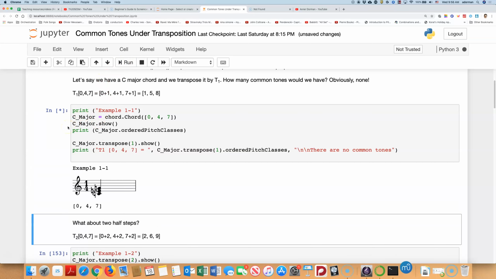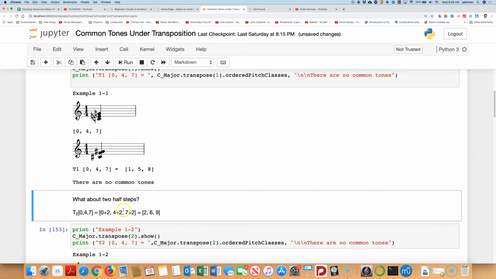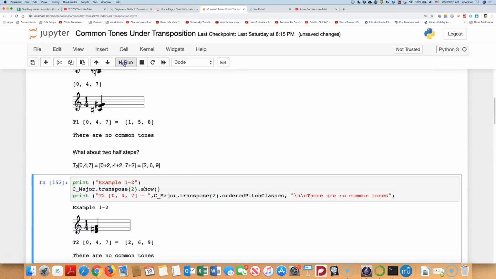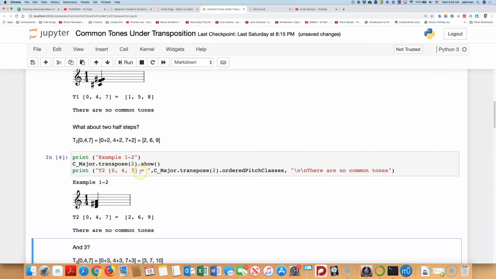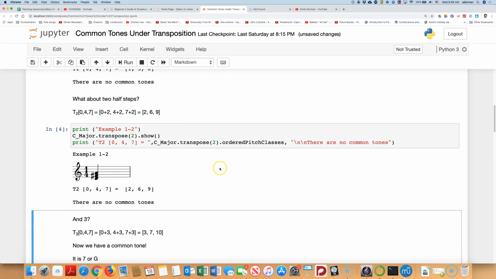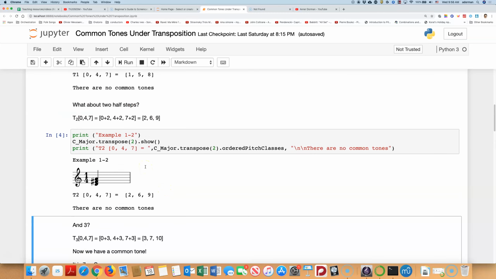So what happens if we want to see those as notation? We can see that there are no common tones. What about if we have two half steps? We add 2 to each one of the notes in the original set, and can make a little code here that does that. And it tells us, example 1, 2, T2 of 047 will be 269. Again, there are no common tones.